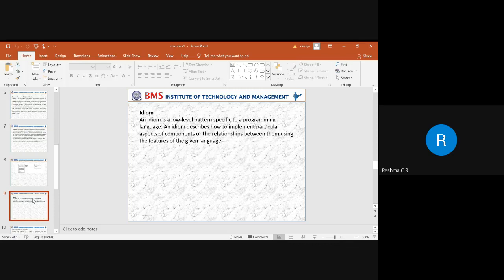So next thing is an idiom. An idiom is a low level pattern which specifies a programming language. In what way, what are the different programming languages that can be taken care of? Once we have defined the components and how the components are going to communicate with each other based on coupling or decoupling, that means depending upon the type of a strong relationship or a weak relationship, depending upon the features we are trying to identify, that is what we call an idiom.